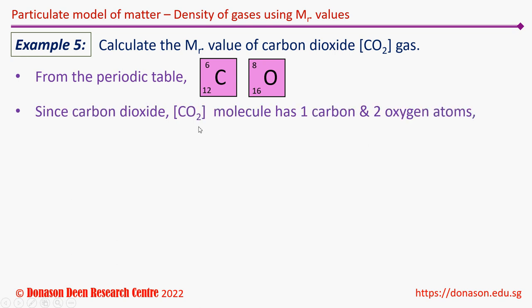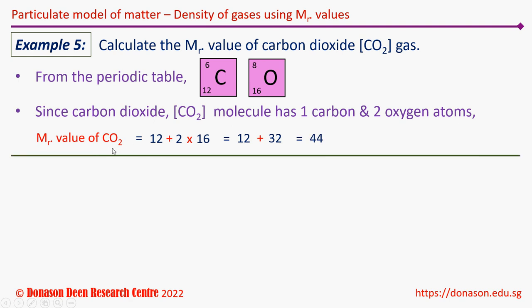So since the carbon dioxide molecule has 1 carbon atom and 2 oxygen atoms, the MR value for carbon dioxide would be: there is only 1 carbon, so we just take the 12 due to the carbon, and we add it to the 2 oxygen atoms. Each oxygen atom has a relative atomic mass of 16, so we take the 2 and multiply that by 16. Twice 16 is of course 32, and if we add 12 to it, 32 plus 12 gives us 44. So the relative molecular mass of carbon dioxide is 44.